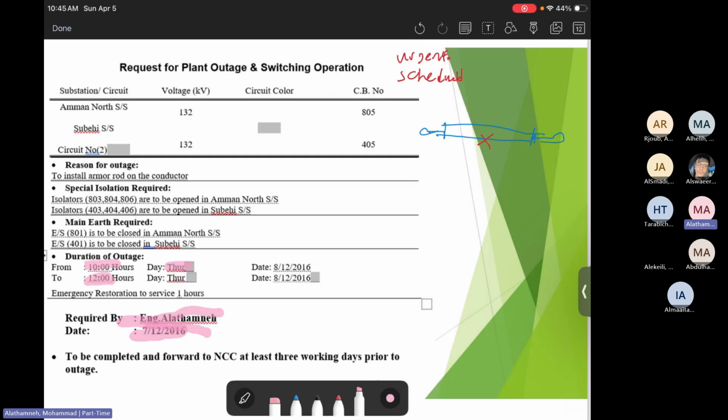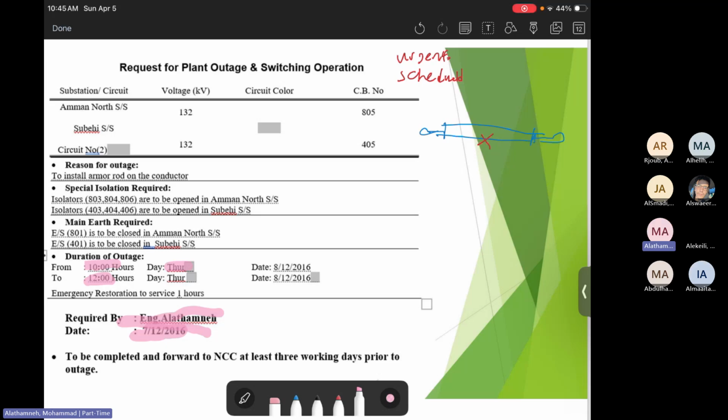Until 12 p.m. they will monitor the load in this situation, and then they will send a decision: approved or not approved. If approved, then you are good to go. If it is not approved, they will ask you to reschedule it for another time. So you can reschedule it during off-peak periods or during holidays like Fridays.